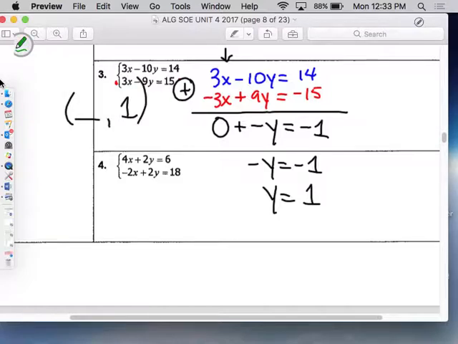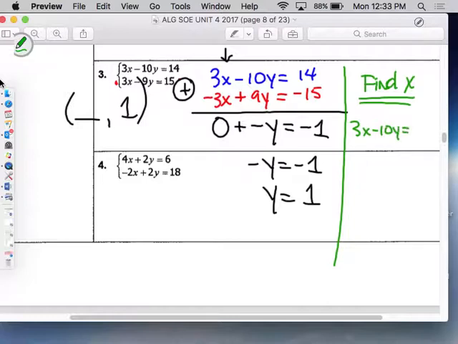And I now have to find the x. So I'm going to solve for x now. So I go back to either original equation, and I'll just go into the first one. And I let y take on the value of positive 1. So x is 8. So the ordered pair solution to this system is x equals 8, y equals 1. If I were to graph this system, they would intersect at that point.